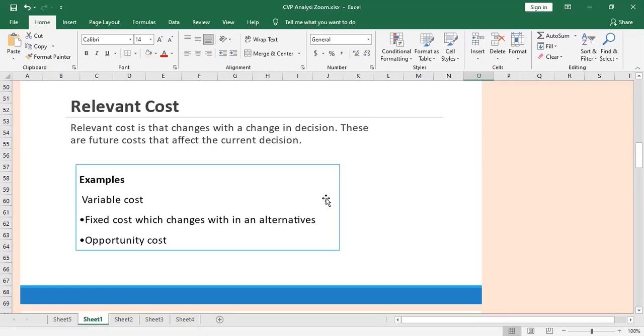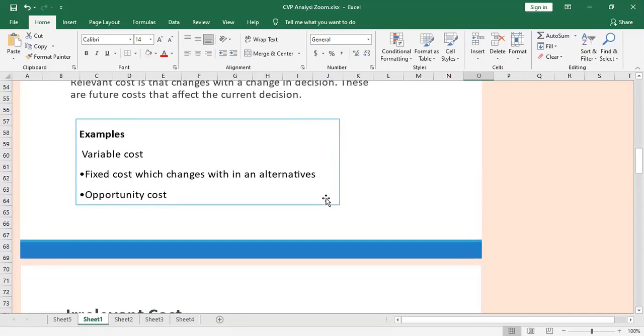So this is the trick point here. Now the relevant and irrelevant cost always keep changing. That basically depends on whatever the decision that you are making. If that cost is affected by whatever the decision that you are making, that cost is a relevant cost. If that is not affected, then we can consider it as an irrelevant cost, right? So that is relevant and irrelevant.